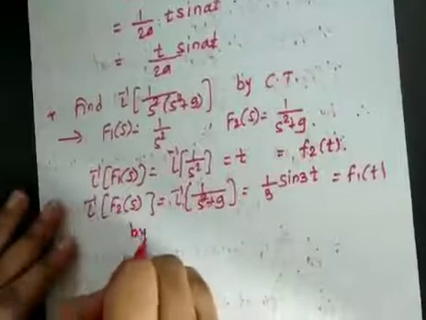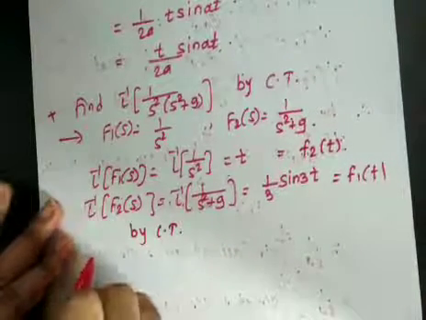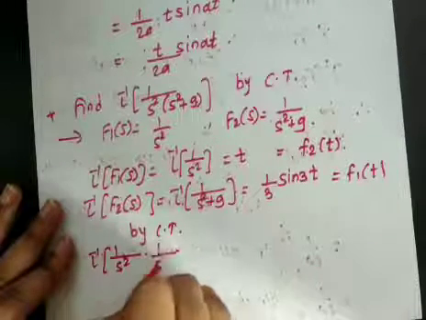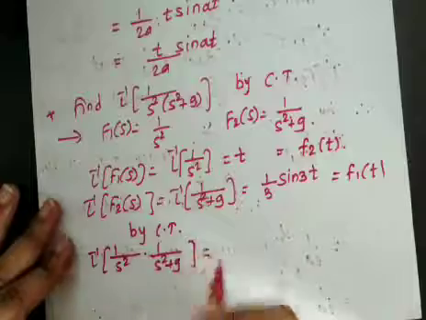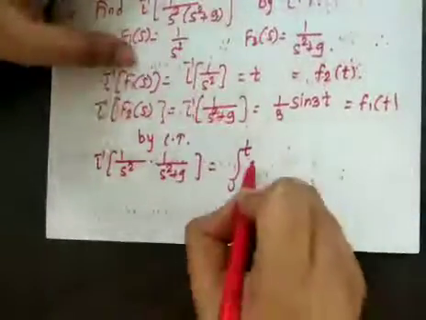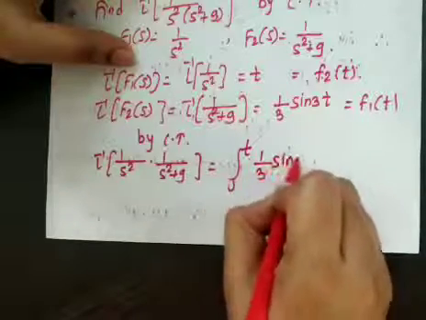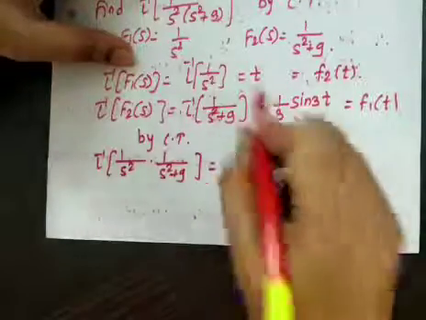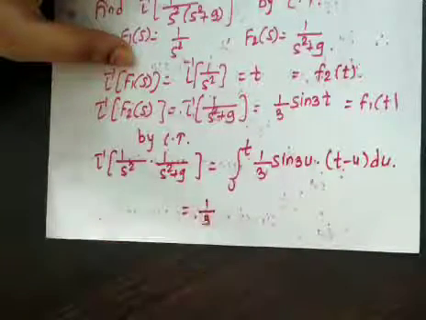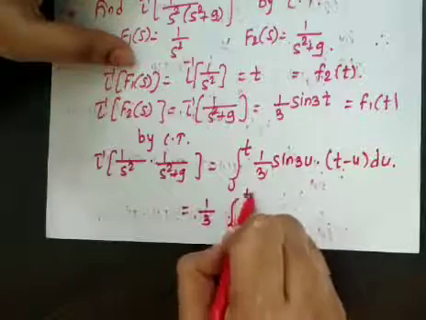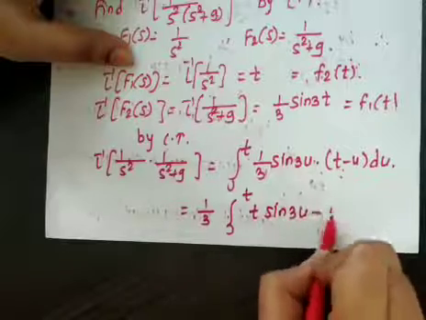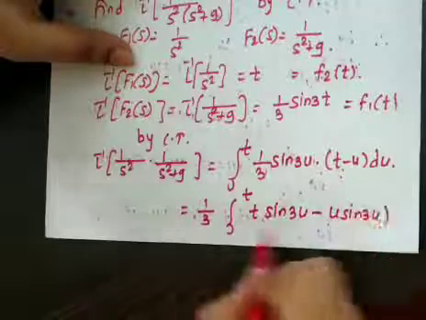So by convolution theorem, Laplace inverse of F1(s) into F2(s), that is 1 upon s square into 1 upon s square plus 9, is equal to integration 0 to t f1(u), that is 1 upon 3 sin 3u, into f2(t minus u), that is t minus u, du. That is 1 upon 3 outside as constant, integration 0 to t, will open it, t sin 3u minus u sin 3u du.